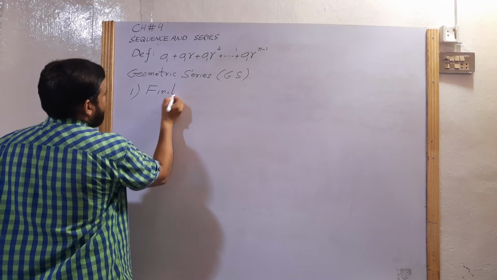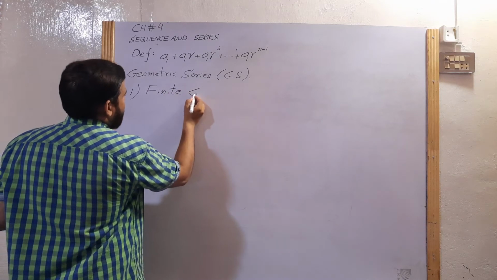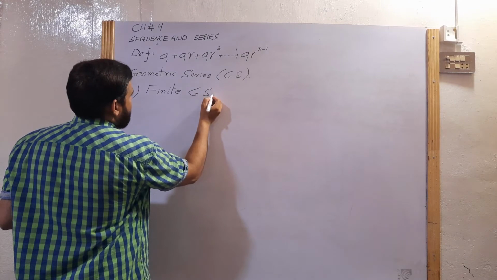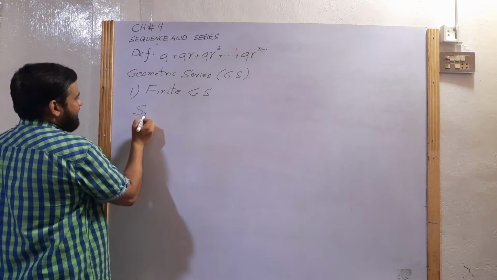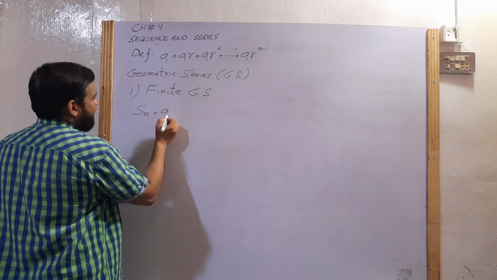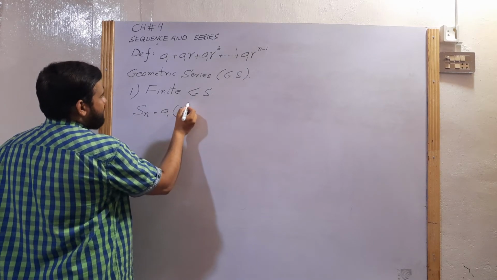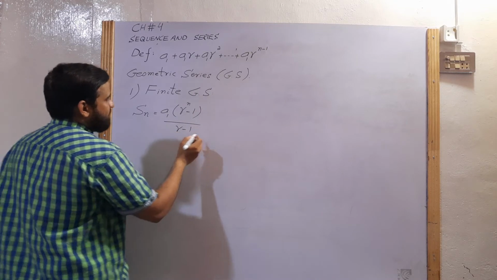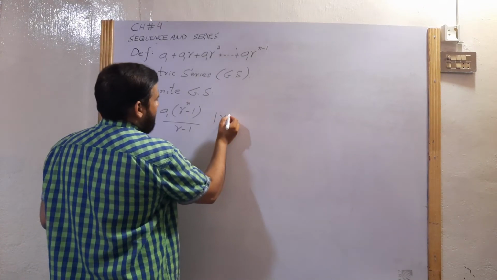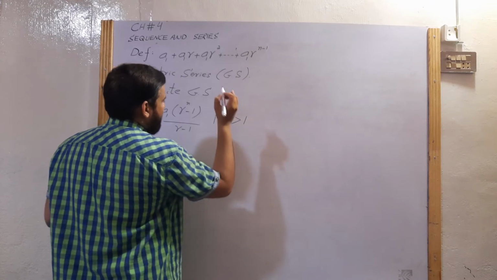Finite geometric series. In this case the formula is Sn equals a1 times r raised to power n minus 1, divided by r minus 1. In this case r must be greater than 1.